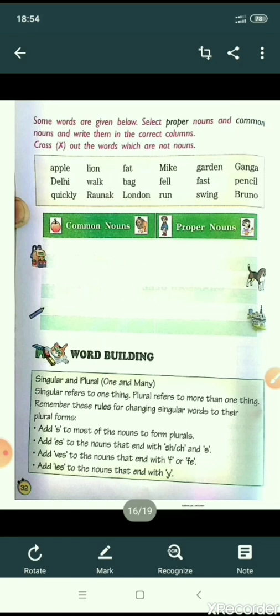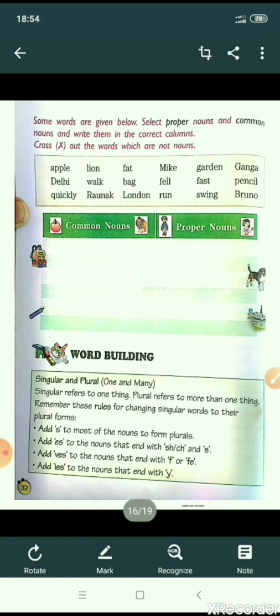Then next word is walk. Walk is not a naming word. It's not a noun. It's a verb, action word. So we will cross this. Then bag. Bag is a common noun because it's a common name for all the bags. So we will put it under common nouns. Then fell. Fell is not a naming word, not a noun. We will cross it. Fell is an action.